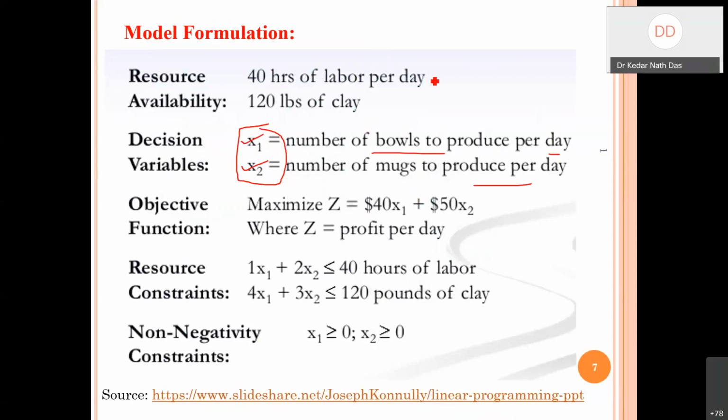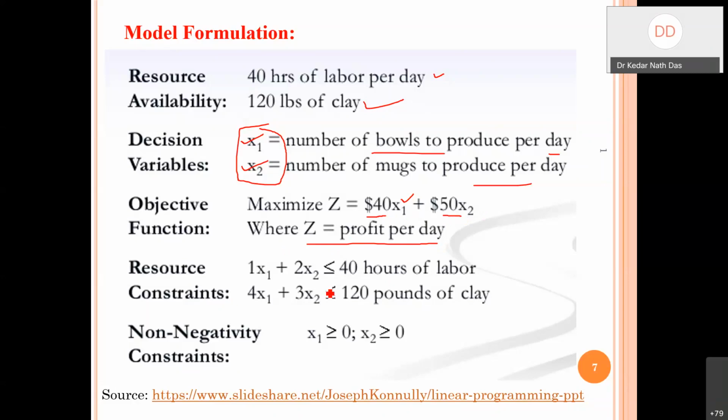The resources available, which are the constraints, are the maximum availability of the labor and the clay. Then after the objective has been fixed in this way, if X1 is the number of balls produced, then $40 by selling one ball, we obviously can have 40 into X1. Similarly, plus 50 into X2, which needs to be maximized. Now we have to maximize this profit Z.